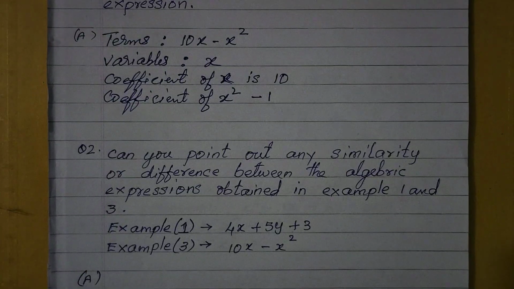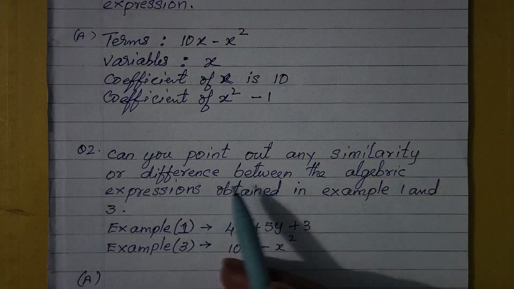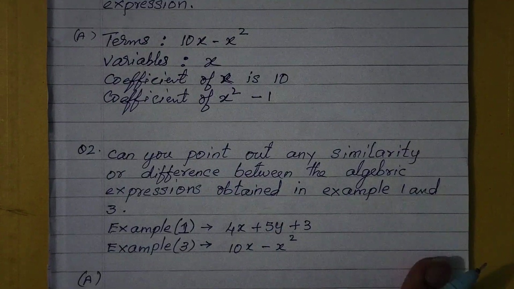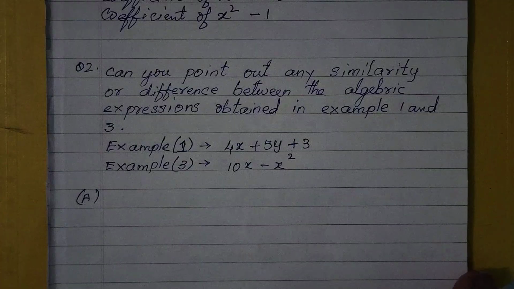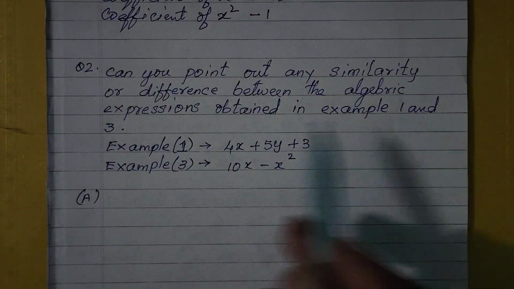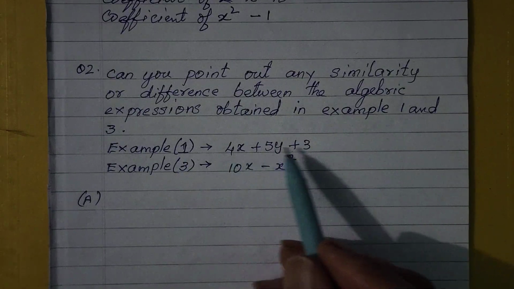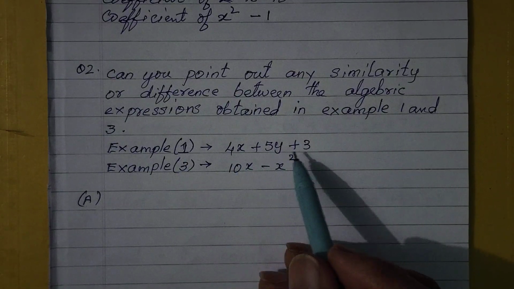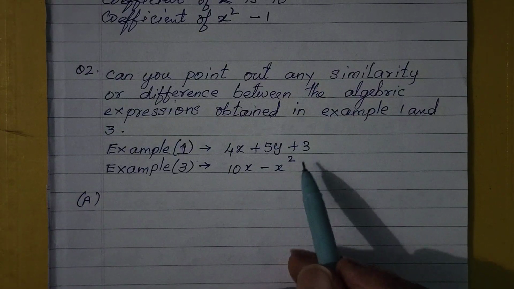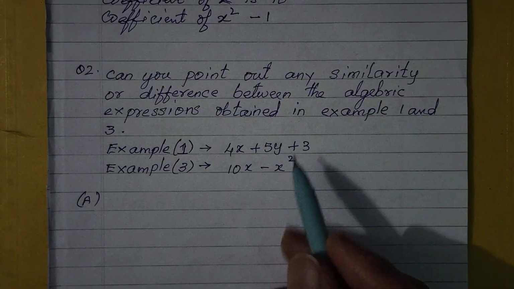Now next, question number 2. This is also on page number 17. Can you point out any similarity or difference between the algebraic expressions obtained in example 1 and example 3? So in example 1, the algebraic expression is 4x plus 5y plus 3. In example 3, it is 10x minus x square. They are asking to point out any similarity or difference.